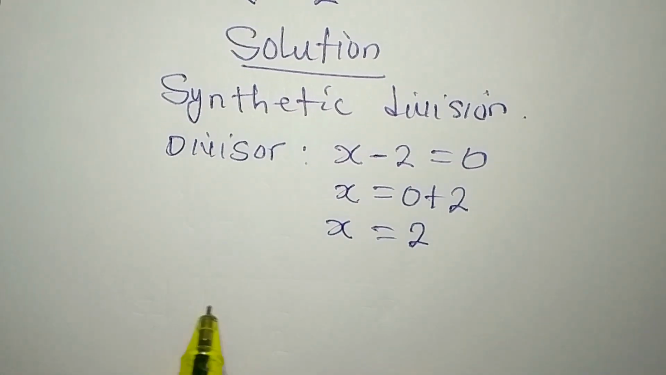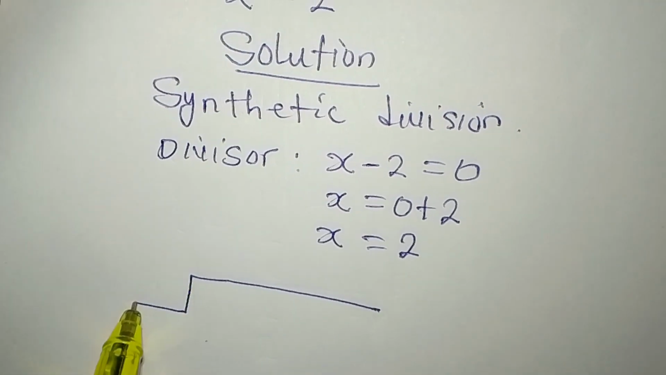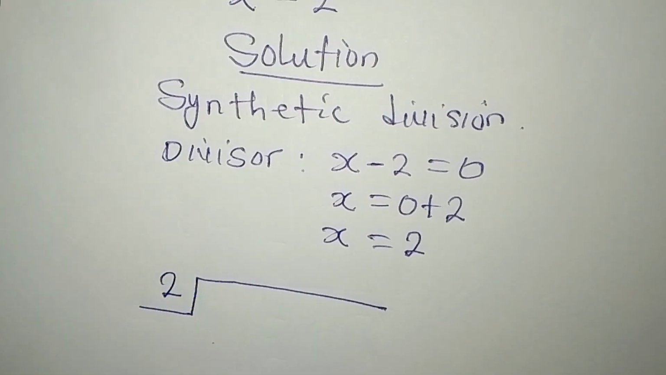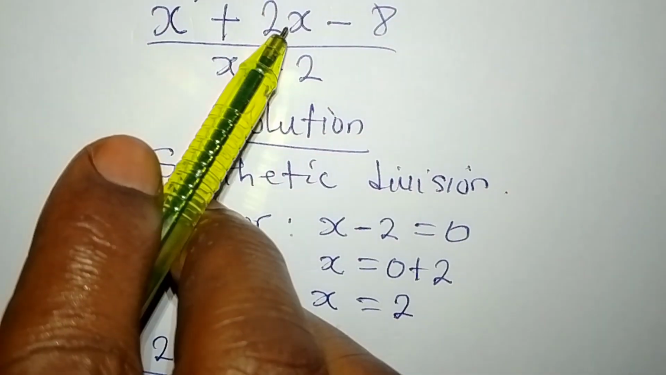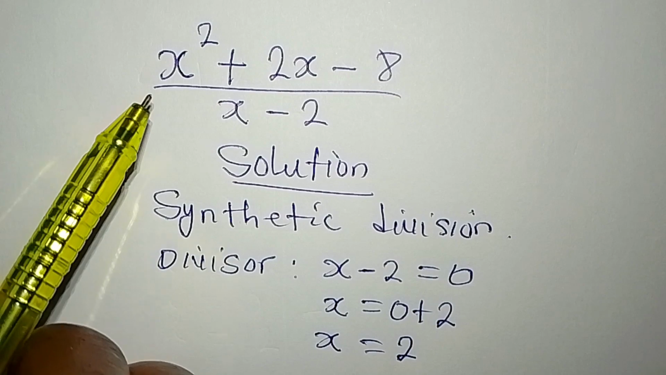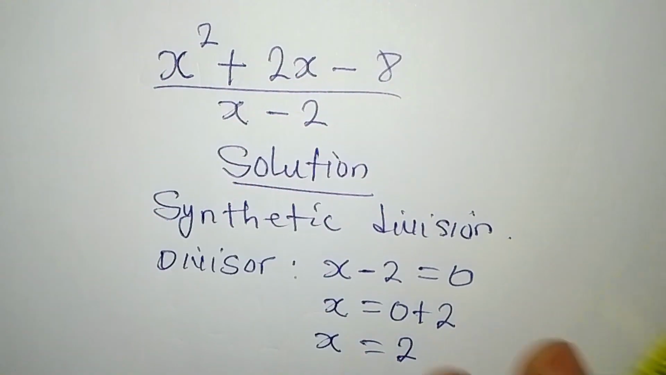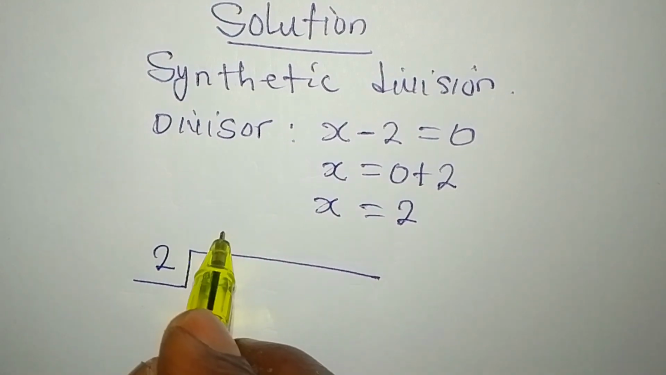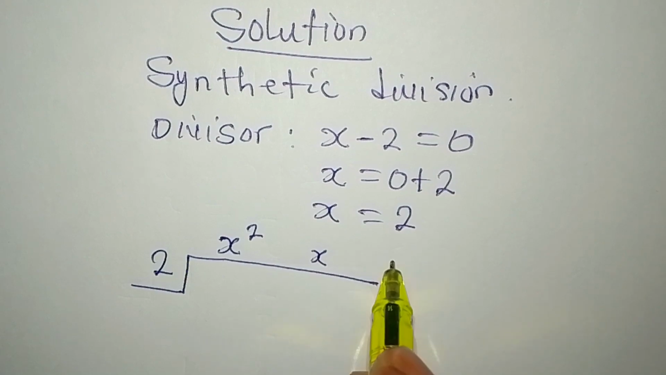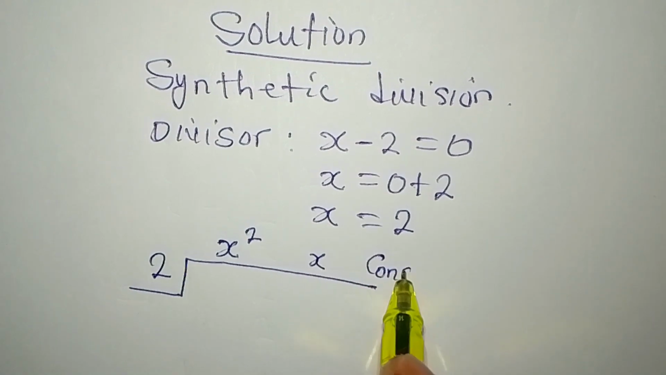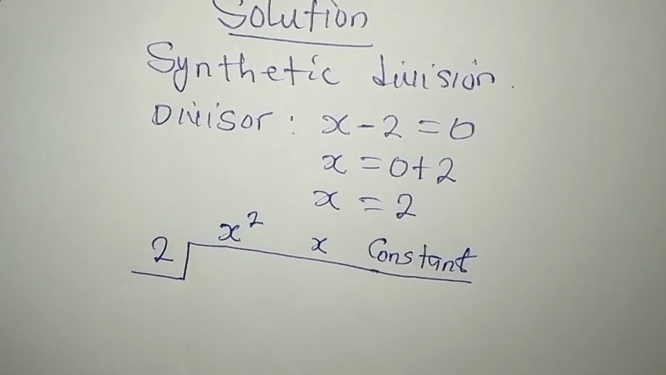Now, the next thing we're going to do is to draw this. We have this, and this 2 will be here. Then we have x squared, x, and the constant. From the dividend, we have x squared, 2x, and minus 8. So we're going to write out x squared, x, and then the constant. Now, what do I do?